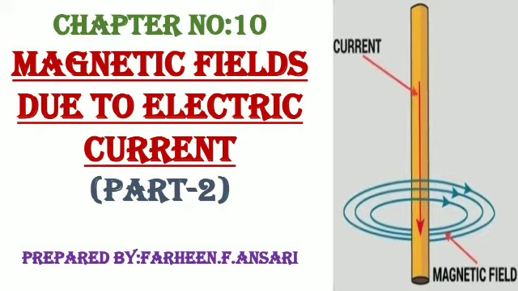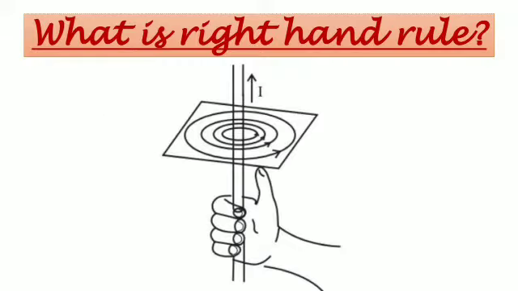After that, a very important part of this chapter was the right hand rule. That also I have explained to you. The right hand rule states that if a magnetic needle is held in close proximity of a current carrying wire, it shows the direction of the magnetic field circling around the wire.